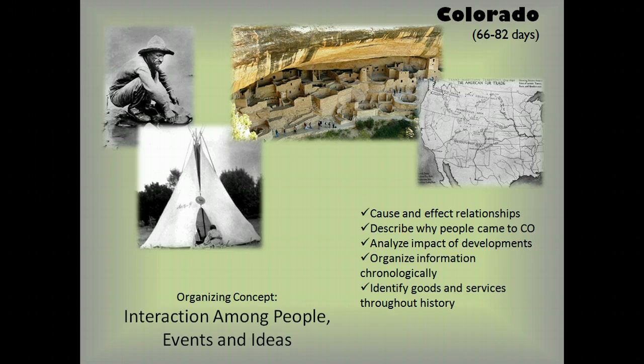Students consider the various people who have migrated to or lived in Colorado over time, what events and ideas brought them here, and how the state has changed due to events, ideas, or people. To guide students towards the concept's understandings, students will identify cause and effect relationships, describe why people came to Colorado, analyze the impact of certain developments, organize information chronologically, and identify goods and services throughout history.